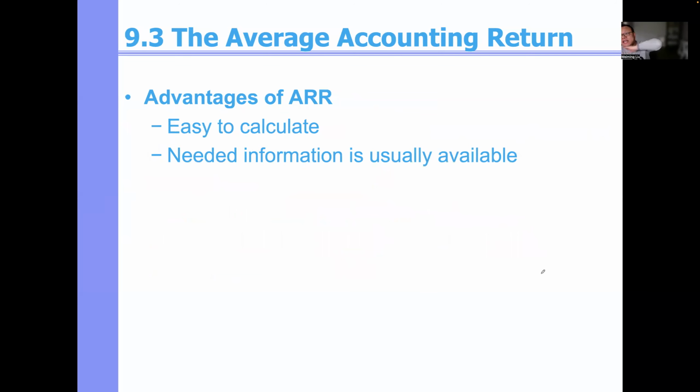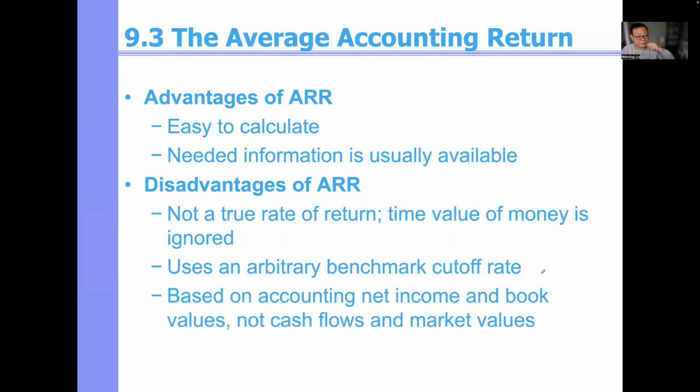we are going to accept the project. The advantage of the average accounting return is that it is easy to calculate. The information is already available from the financial statements. The disadvantage is that we are not considering the time value of money, and the cutoff rate is just an arbitrary benchmark. In this approach, they are not considering cash flows. You don't see the cash flows, you see the net income, and net income is different from cash flows.